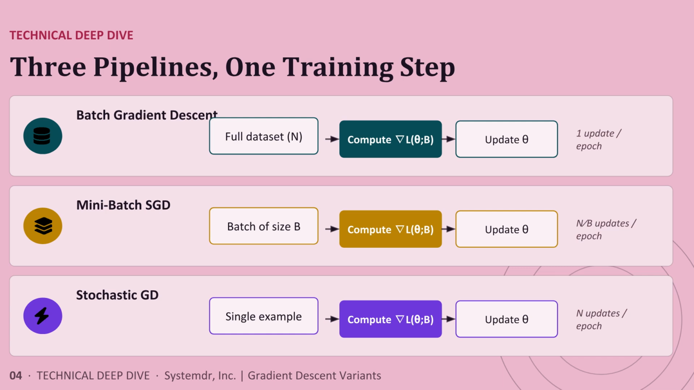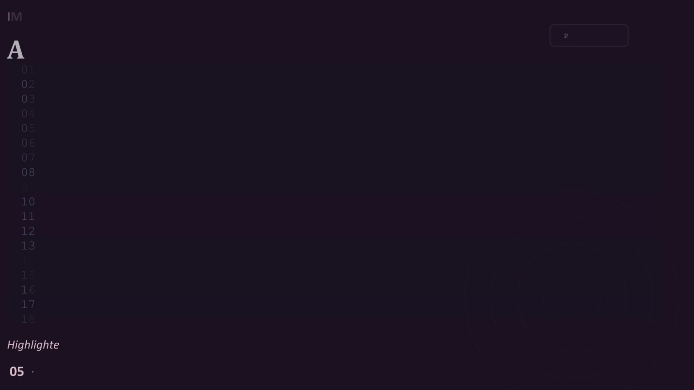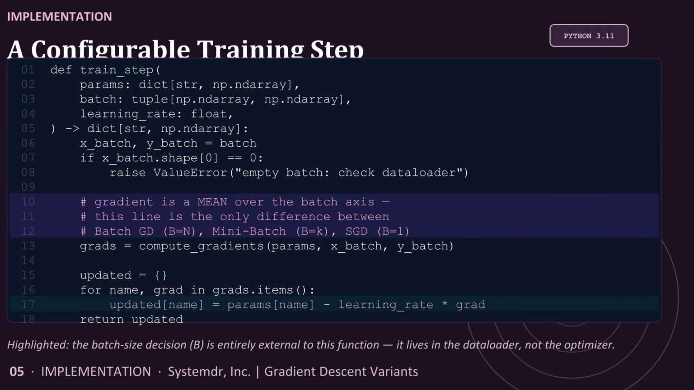Now let's see this exact pipeline as executable code. Here's an 18-line type-annotated training step function in Python. I want you to notice something specific about it. The function signature never mentions batch, mini-batch, or stochastic anywhere. It just takes a batch, a tuple of arrays of whatever size happens to be handed to it. That's the key production insight of this whole deck.